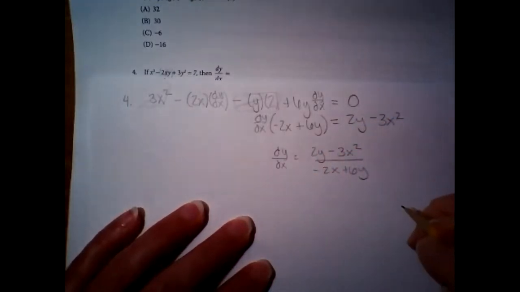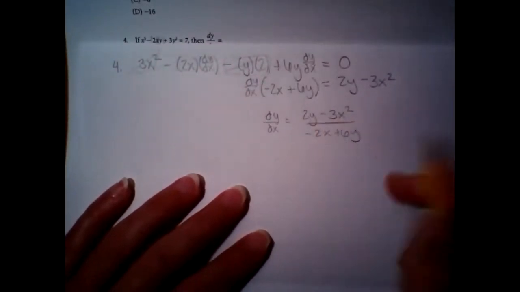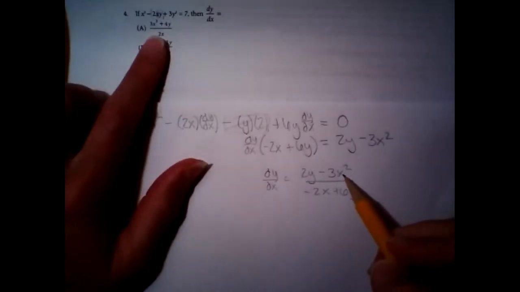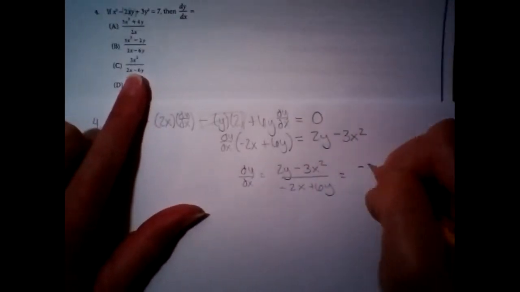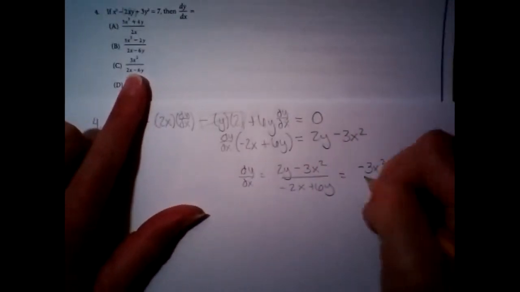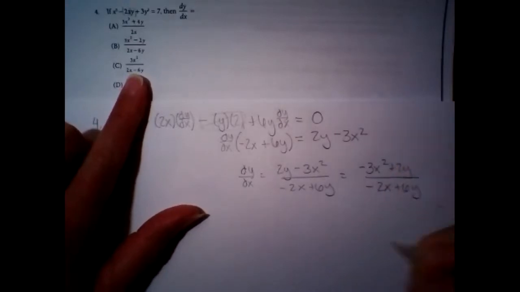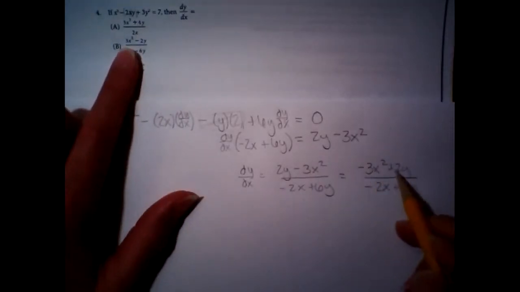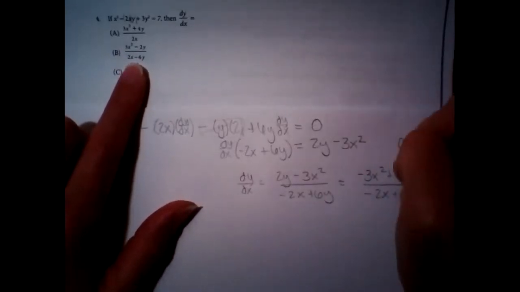Now, I don't know how they wrote this. Obviously I have the answer choices covered up. They might have this in a different order. Let me see what they have written here. Yeah, it looks like they put the 3x squared first. And it also looks like they may have taken out a negative. They rearranged this. So you'd have negative 3x squared plus 2y over negative 2x plus 6y. Yeah, it looks like they multiplied everything by a negative. So you'd have a positive 3x squared minus 2y and then a positive 2x minus 6y. They factored out a negative, so B for that one.